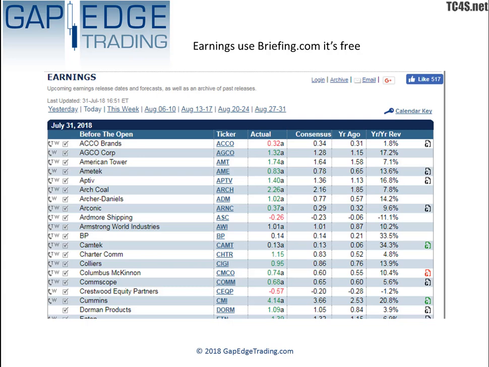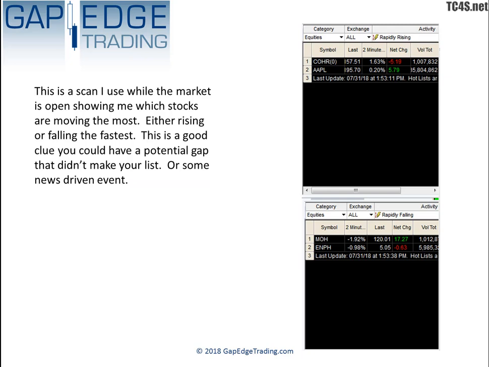That way, if something doesn't gap at the open, or if they do gap at the open and they didn't make the list, I know which ones to keep an eye on, and I know what's moving out there. So this gives me the opportunity to find ones that could potentially be moving from a gap up or gap down based upon earnings. And here is a rapid rise and rapid fall scan.